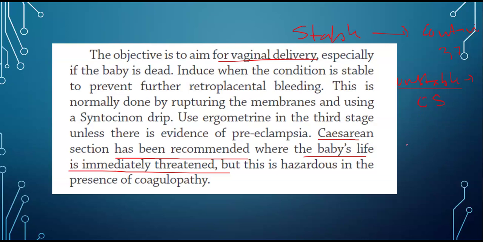There is always a possibility that, because the mother gets into shock in heavy bleeding, there is a risk of intrauterine fetal death. If the baby is dead because the mother is bleeding a lot, what would you do? You would not go for C-section at that time. You can wait for a spontaneous delivery, or you can go for induction, like an artificial rupture of membrane. That's usually the management for abruptio placenta.